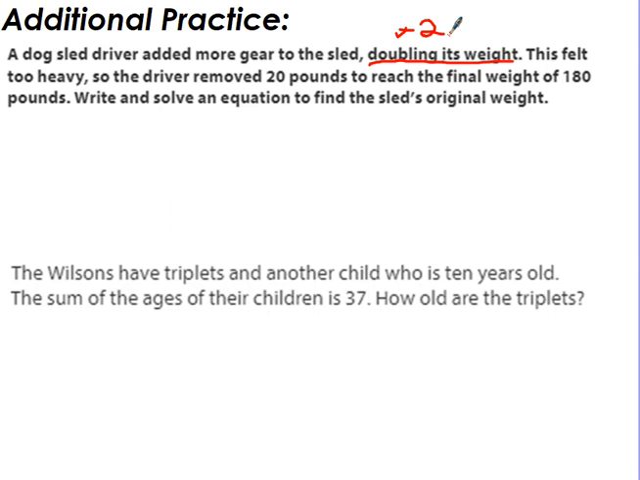This felt too heavy, so the driver removed 20 pounds to reach the final weight. That's 180. Write and solve an equation to find the sled's original weight. So the sled's original weight, I'm going to use as W. That's the original weight. He doubled it, so he multiplied it by 2, realized it was too heavy, removed 20 pounds, and he ended up at 180.